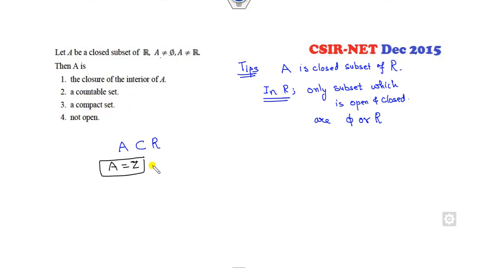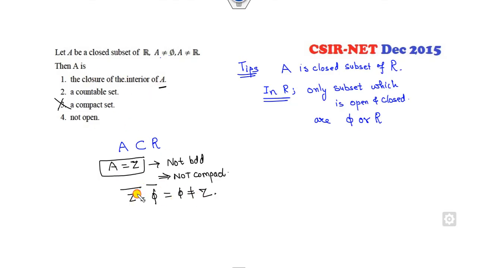Okay. Z is not bounded. Fine. It means it is not compact. So the compact option is cancelled. Now, the closure of this here. What is the closure of this? It's phi. The closure of this is again phi, but it is not equal to A. What is A? It is Z. It is not satisfied. Closure of the interior.